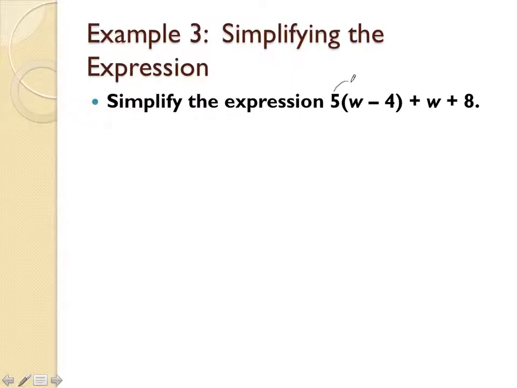So before I can start my color coding and combining my like terms, I need to get rid of these parentheses. I'm going to use the distributive property. So 5 times w, and you learned this in Unit 1, is 5w, and a positive 5 times a negative 4. Remember, the sign in front goes with the number behind it. Positive 5 times negative 4. A positive times a negative is a negative, and 5 times 4 is 20.